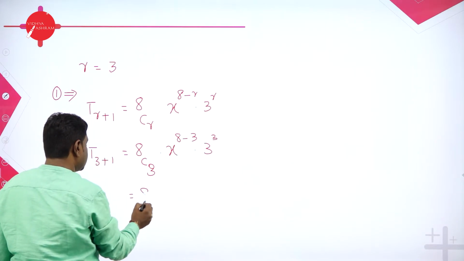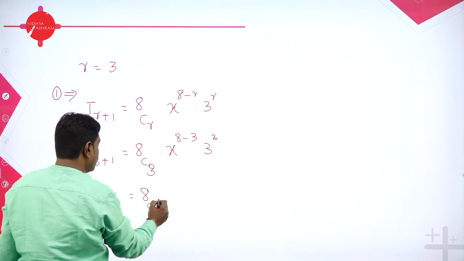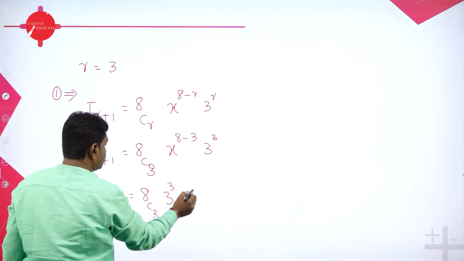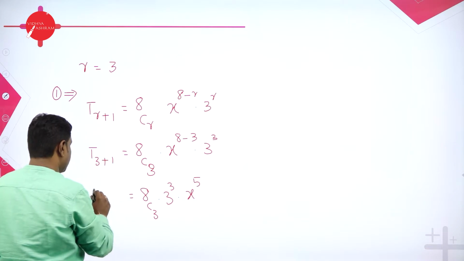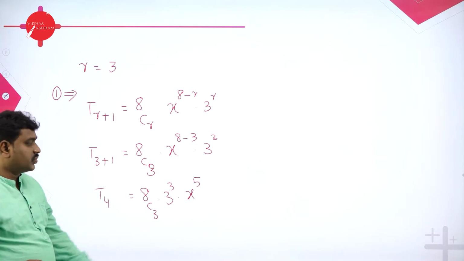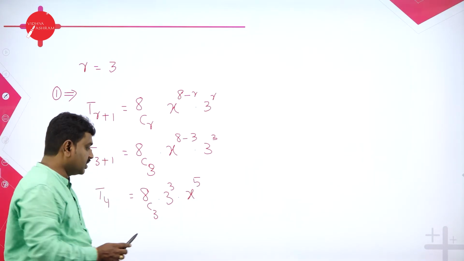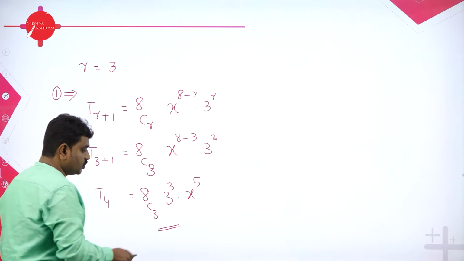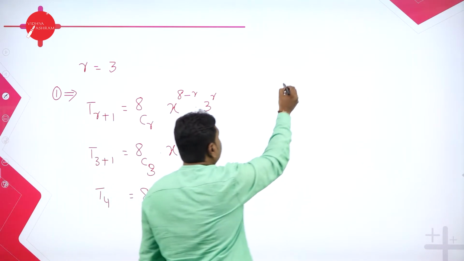So now I will club 8C3 and take it separately, and this 3 cube I will take separately, and x power 5. This is T4. So now, dear students, they want the coefficient of x power 5. We got x power 5. With x power 5, what do we have? This is the coefficient. So therefore we will write the final answer.